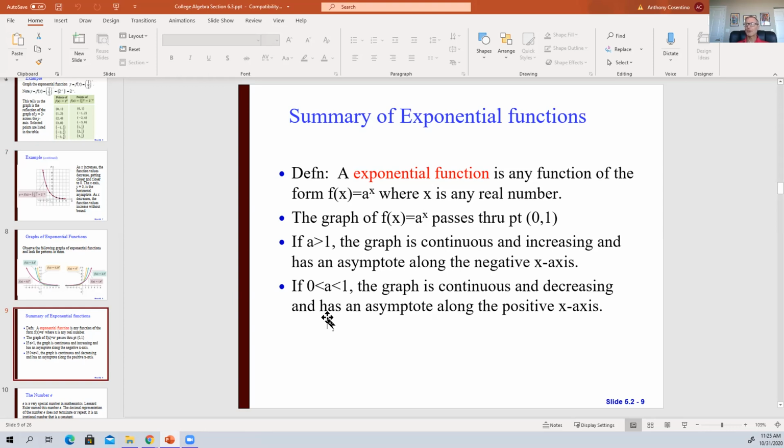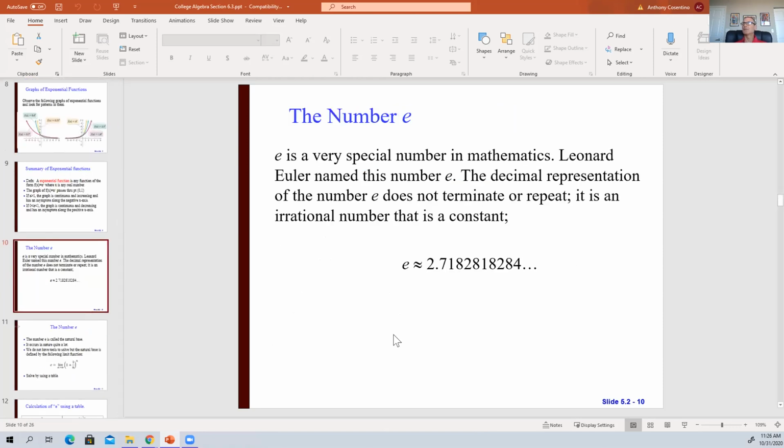If a is greater than 1, then as x gets bigger, y gets bigger, and as x gets more negative, it goes to 0. And if the base is between 0 and 1, it does the complete opposite. And so that's what we're going to focus on in this class, is the base being not 0 and not 1, but any other positive number, with it being greater than 1, which blows up in the positive direction, and it being between 0 and 1, which blows up in the negative direction.